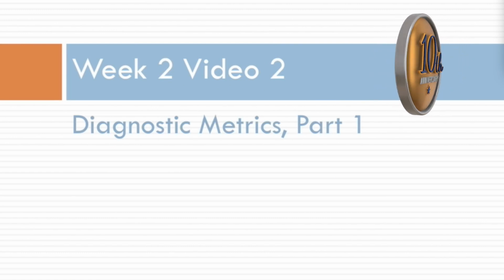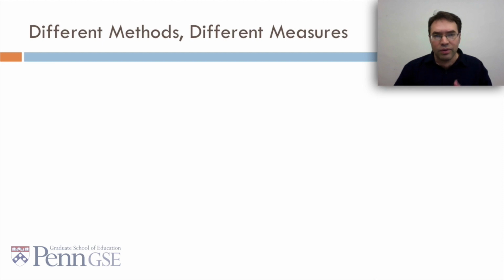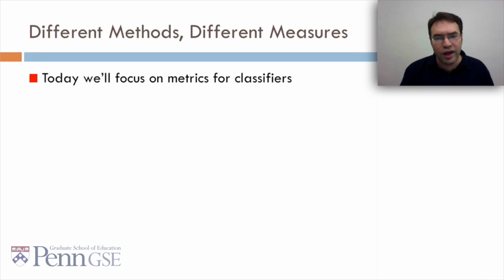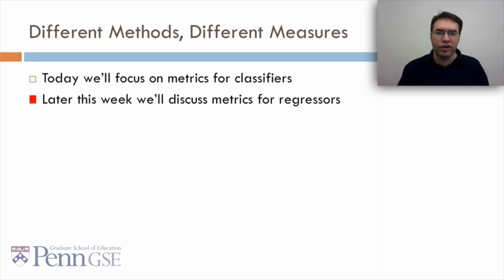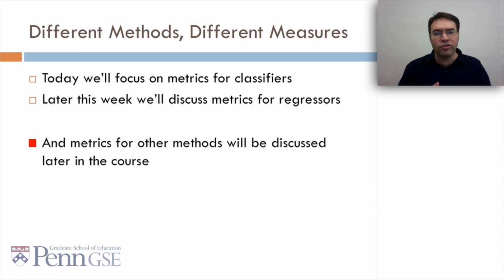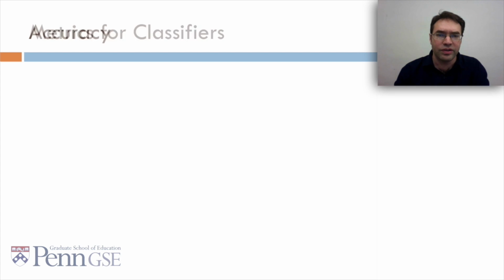We're going to start our discussion of diagnostic metrics. With diagnostic metrics, there are different measures, different metrics, for different methods. Today we're going to focus on metrics for classifiers. Later this week we'll discuss metrics for regressors, and metrics for other methods will be discussed later in the course. So let's discuss metrics for classifiers.